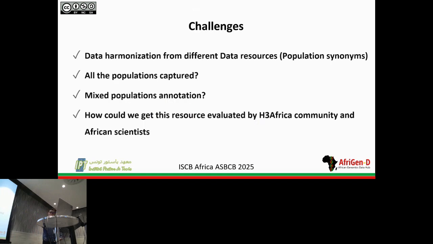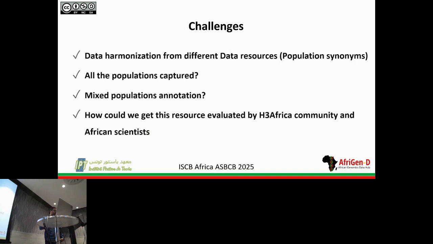So we had a lot of challenges related basically to the data harmonization from data resources. We have a lot of synonyms, we have a lot of corrupted data. So we did a lot of manual creation and looking into different resources. We don't know if we captured all the populations, especially for the islands.